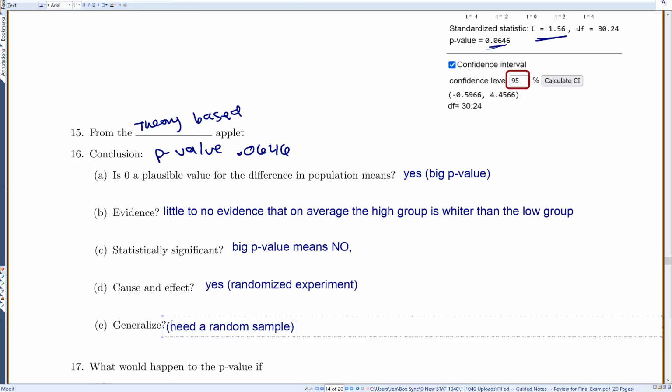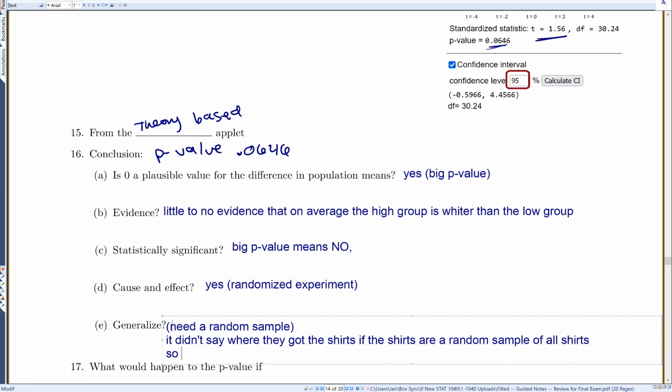Okay. It didn't say where they got the shirts. If the shirts are a random sample of all shirts... Okay, so maybe if they only do a certain kind of shirt, maybe that's different than other kinds of shirts. Like maybe a high peroxide would work better on some types of shirts than other types of shirts, okay? So we can only generalize to similar shirts as what's in our sample.